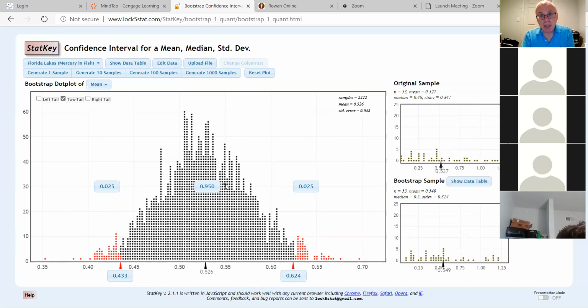We're measuring something, like in this case, the amount of mercury in a fish. Again, if we wanted to change the level of confidence, in this case, that amount of mercury runs from 0.43 to 0.624. And if we lower the level of confidence, do you expect the interval to be more narrow or less narrow?